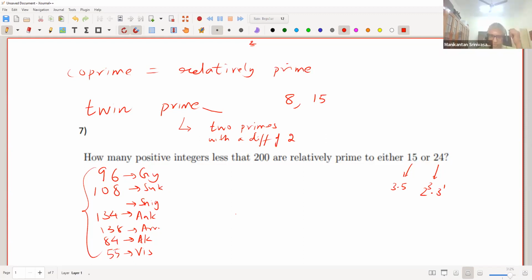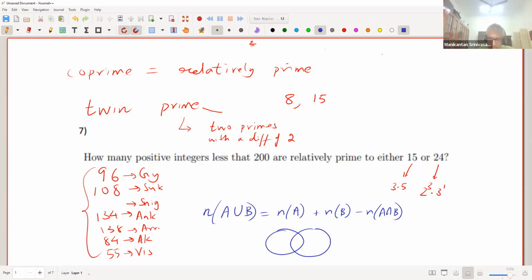Okay, so how do we do this? In set theory, I think we discussed this briefly. Do you guys remember this? The number of elements in A union B is the number of elements in A plus the number of elements in B minus the number of elements in the common A intersection B. Most of you should know this. I think we discussed this.